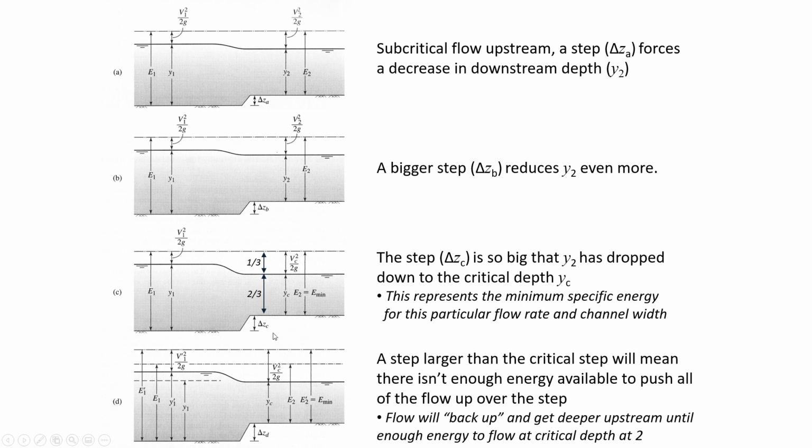So at the critical flow condition, the flow depth is 2/3 of the specific energy, and the velocity head is 1/3 of the specific energy. For a rectangular channel, that means we can calculate the specific energy when conditions are critical by just multiplying the critical depth by 3/2, and that'll give you the overall specific energy.